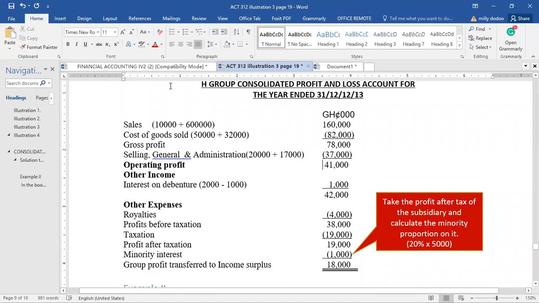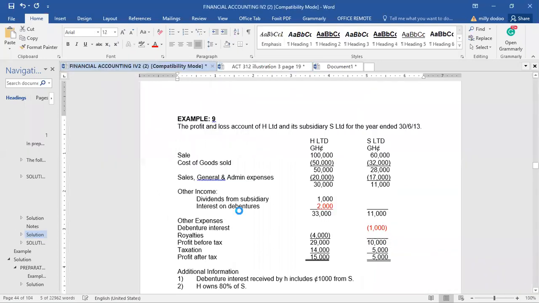Note 1. We were told that the interest received by H includes 1,000 from S. So they are telling us that of this 2,000 that is coming to H, 1,000 is coming from S.